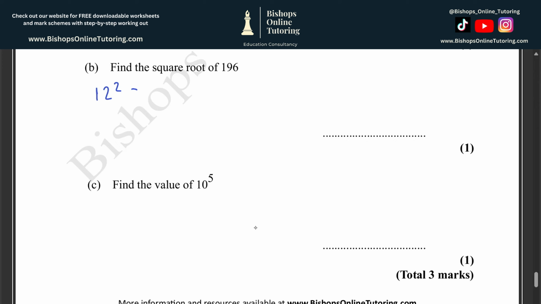So 12 squared is going to be 144. So we need to go a little bit higher. 13 squared will be 169. And 14 squared will be 196. So our answer is 14, because 14 times by 14 gives you 196.